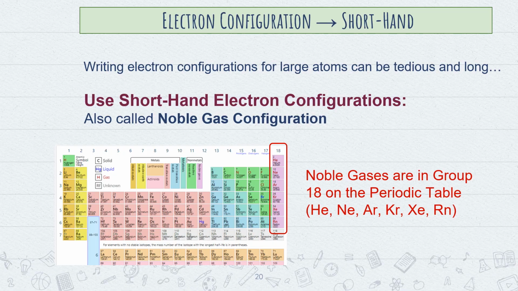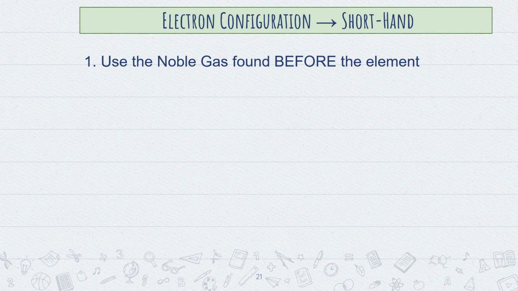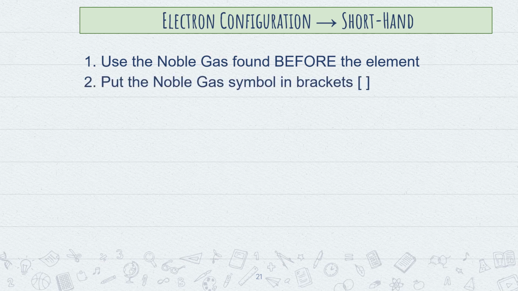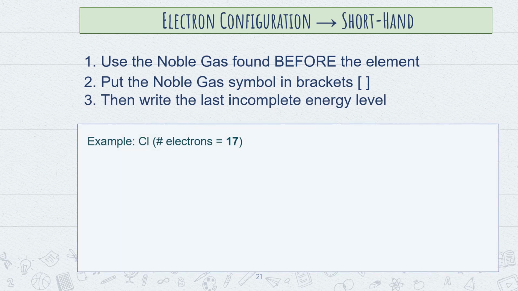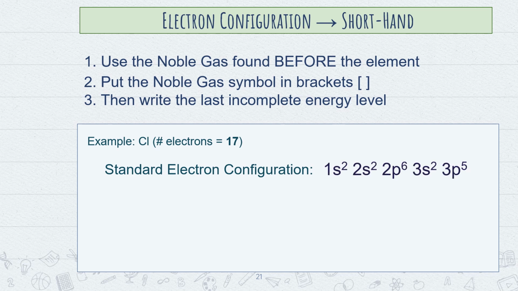So how do we do this? We use the noble gas found before the element. We need the last complete row, the last full floor before we have to move to the next one. We put the noble gas symbol in brackets, and then we write out the last incomplete energy level. So for example, chlorine has 17 electrons. So its standard configuration is written out. The first energy level is filled. The second energy level is completely filled.